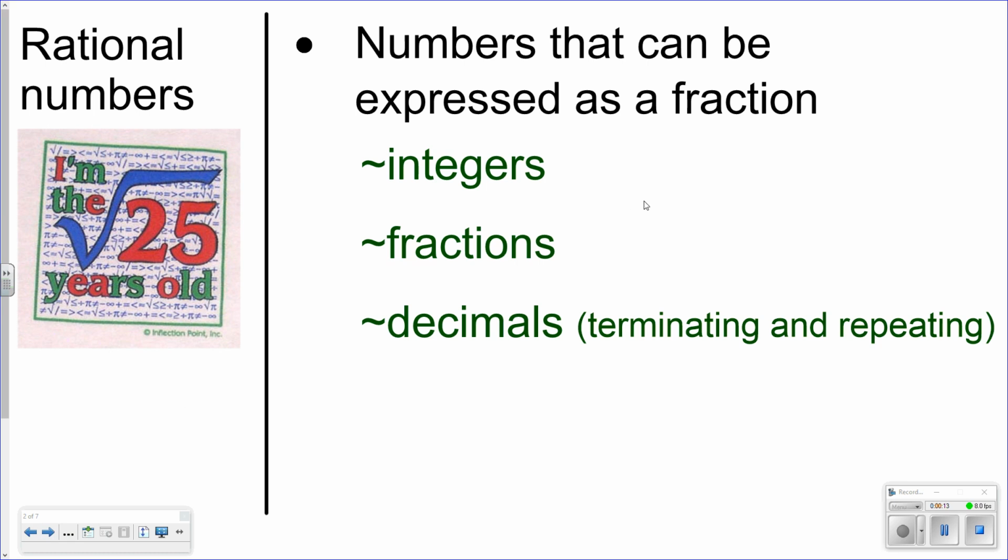Rational numbers are numbers that can be expressed as a fraction. So integers, I can change that to a fraction just by writing it over 1. Fractions, and then decimals, but only the ones that terminate or repeat, because those are the ones that I can change into a fraction.